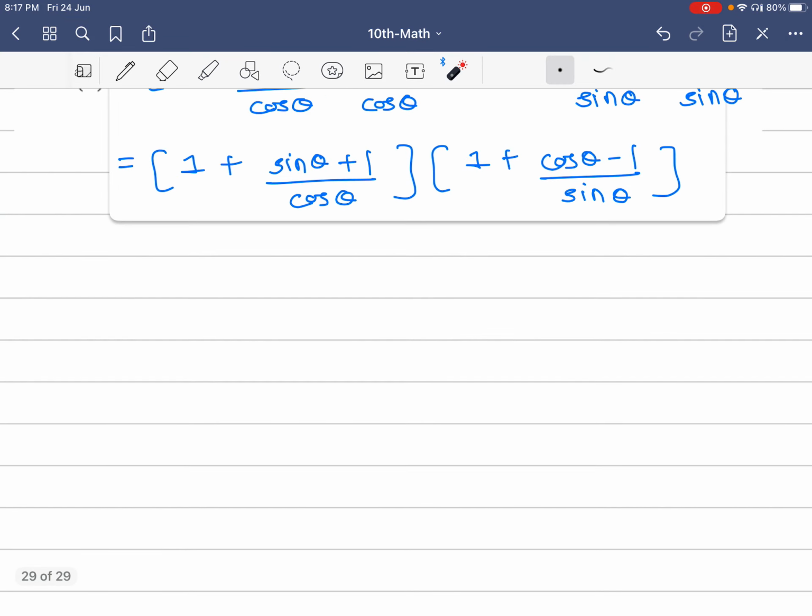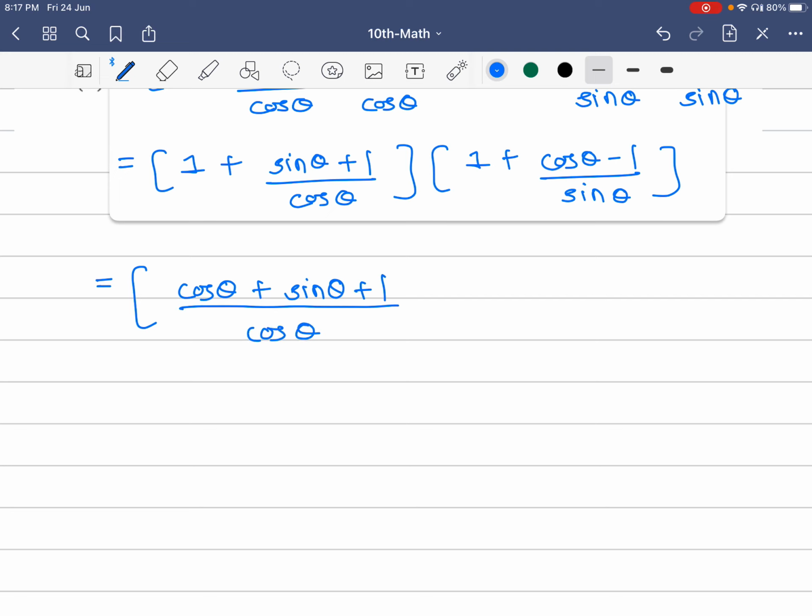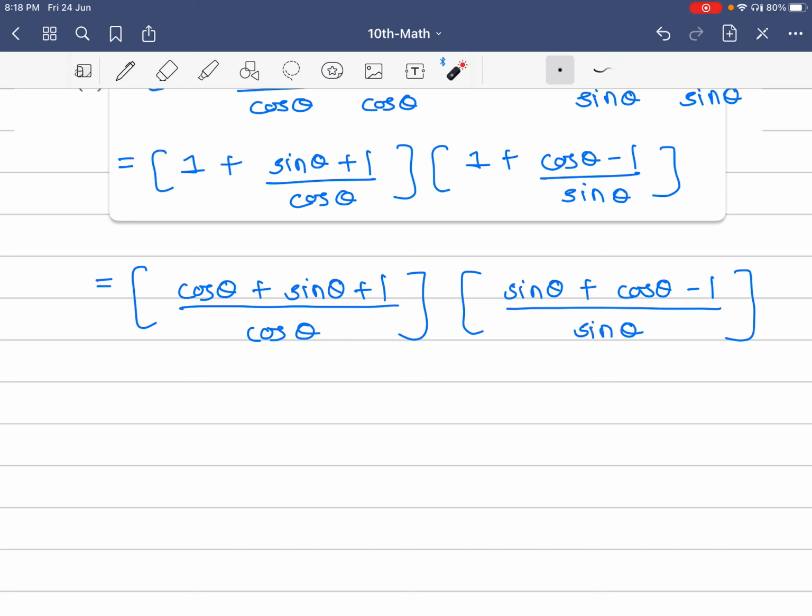Okay, now let's continue this. Now further, if we try to rearrange, this is going to be cos theta plus sin theta plus 1, the whole divided by cos theta. And the second bracket is going to be sin theta plus cos theta minus 1, the whole divided by sin theta. Okay, so now we have resolved bracket number 1 and bracket number 2 and all are in terms of sin theta and cos theta.